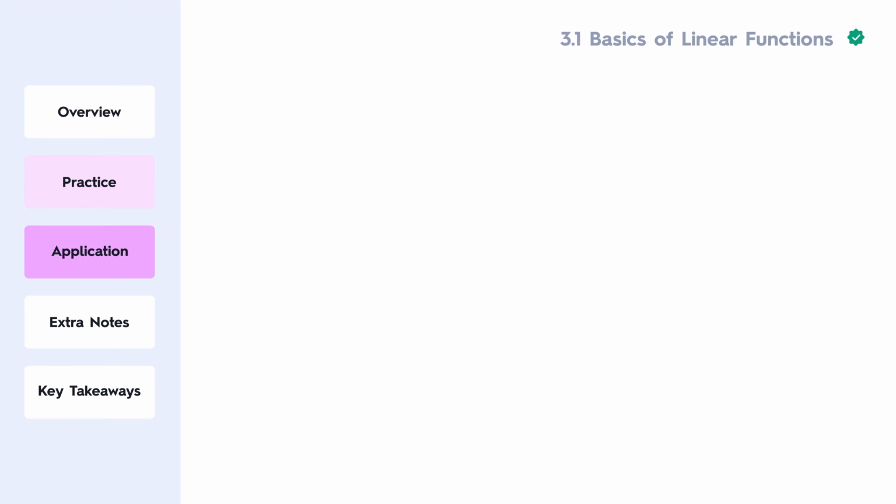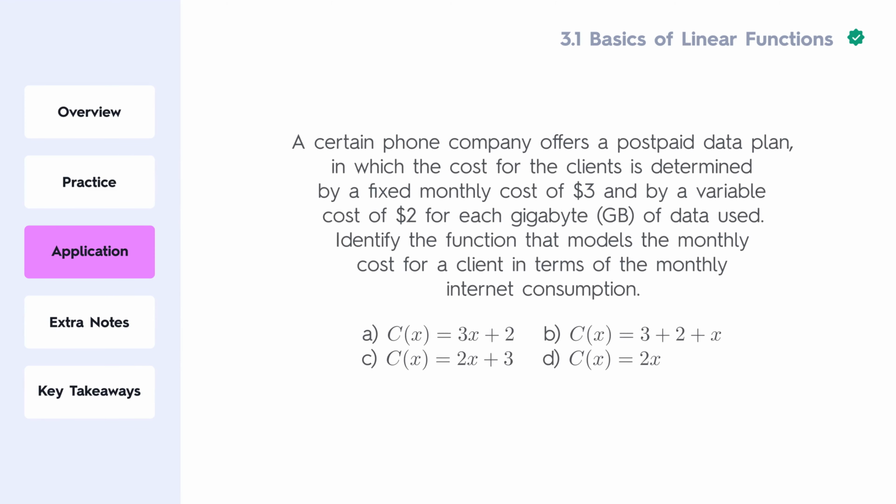Let's consider a real-life example. A certain phone company offers a postpaid data plan in which the cost for the clients is determined by a fixed monthly cost of $3 and by a variable cost of $2 for each gigabyte of data used. Identify the function that models the monthly cost for a client in terms of the monthly internet consumption.